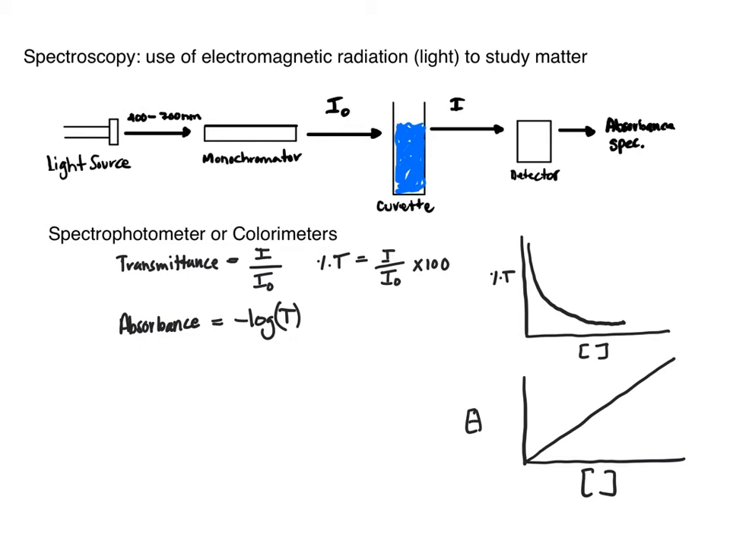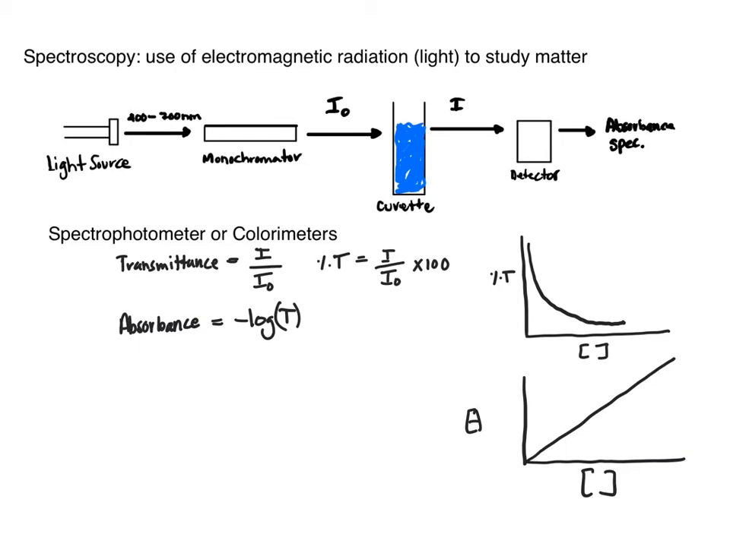So why is information like this useful? Okay, well, let's say that I basically create an absorbance spectra with a series of known concentrations.